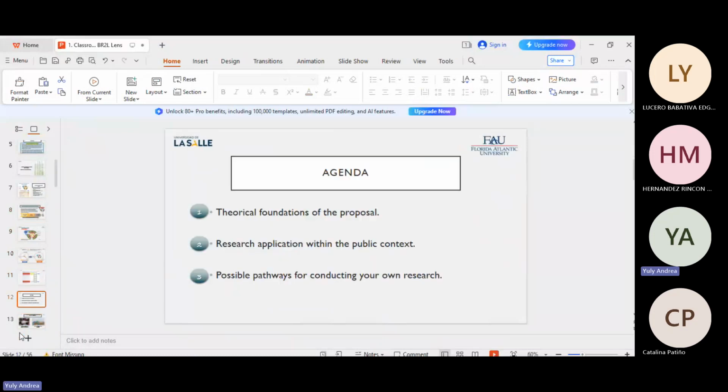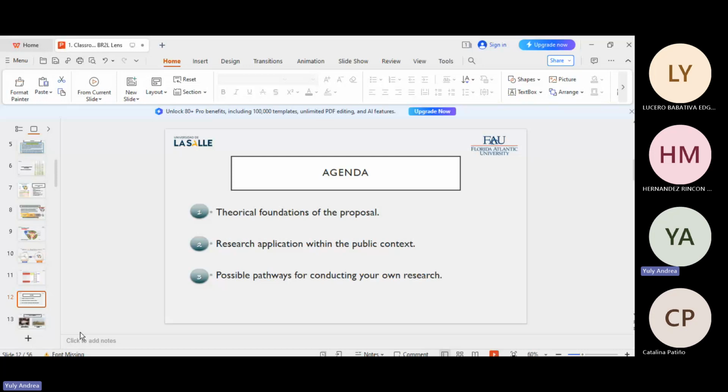Now, this is just in general terms. As I told you before, the theory behind it is really big, so you need to explore this theory in depth. I think this is something you will do during this first semester. But this is just a glimpse, an overview of the starting point of this proposal. So we are going to the second point, which is the research application within the public context, which is what I have been doing in my own teaching practice.